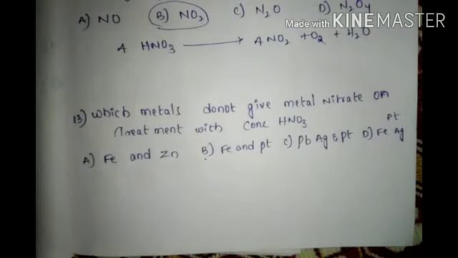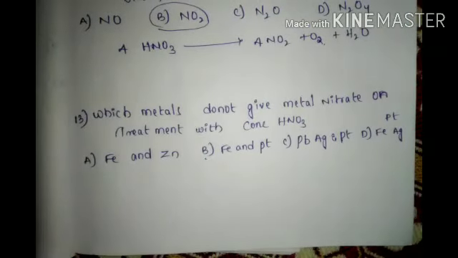Which metal does not give metal nitrate on treatment with concentrated nitric acid? Fe and zinc, Fe and Pt, Pb, Ag, Pt, Fe, Ag, Pt. These are the options. Now first few we'll do.